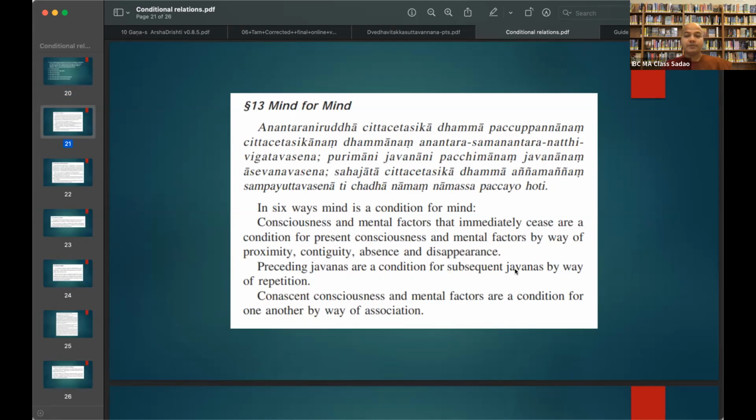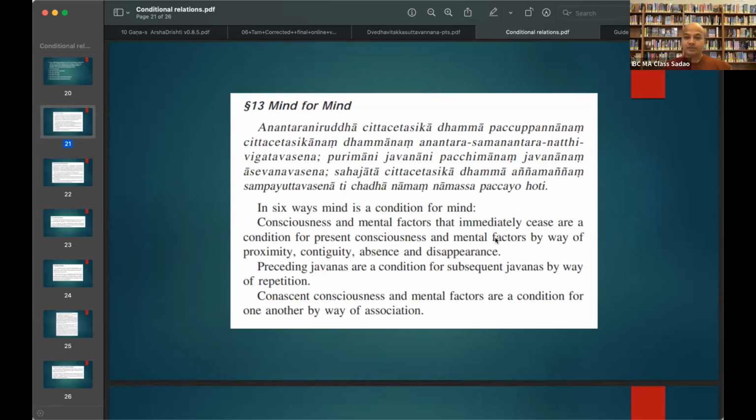Preceding javanas are a condition for subsequent javanas by way of repetition. Cognizant consciousness and mental factors are a condition for one another by way of association. So here you see the presence of a number of pachayas: sahajata, chitta chetasika dhamma, anyamanyang, sampayutta. So you have anantara, samanantara, natthi, vigata: anantara pachaya, samanantara pachaya, natthi pachaya, vigata pachaya. Consciousness and mental factors. Mental factors here refer to chetasika, right? Chitta, chetasika, that immediately cease are a condition for present consciousness and mental factors.